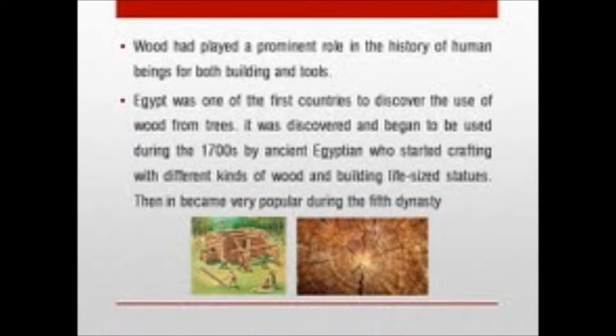It was used not only for building but also for the manufacture of tools and furniture. Later it evolved from a simple natural material to a modern industrial and engineering material. Egypt was one of the first countries to discover the use of wood from trees. It was discovered and began to be used during the 1700s by ancient Egyptians who started crafting with different kinds of wood and building life-size statues. It then became very popular during the 5th dynasty.